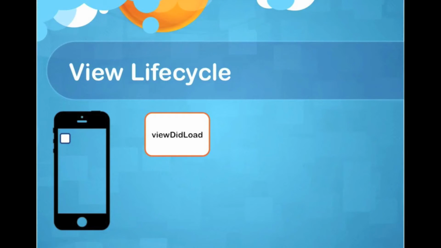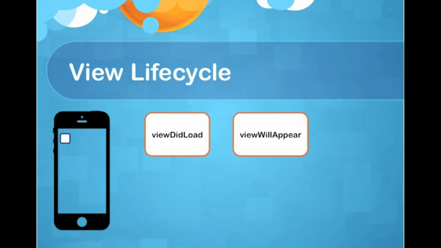But be careful about the geometry things and anything related to geometries at this point, because we're not sure at this point if this is the iPhone 4 size, iPhone 5 size, or even iPad. So there's a better place to set the geometry things. Next, viewWillAppear will be called.